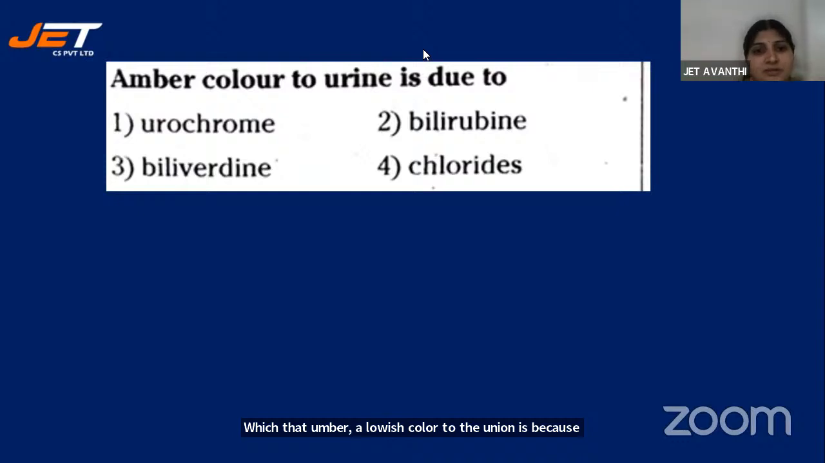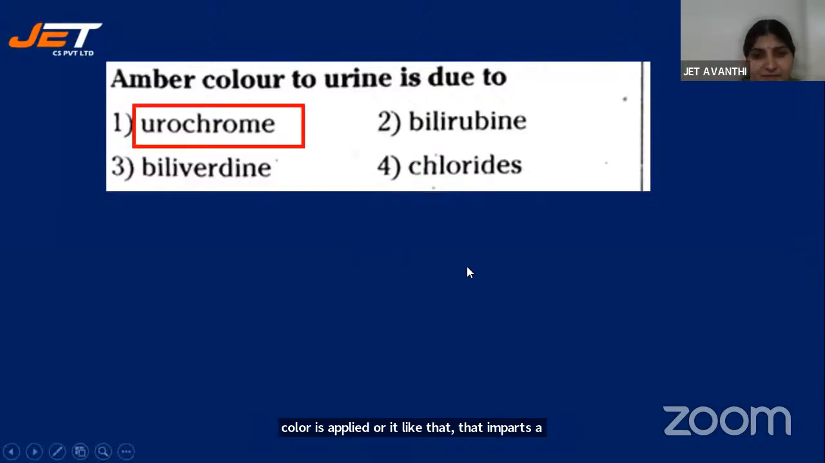Very good. It's not 2. Avinash has given the correct answer. It's not 4, dear. It is 1, urochrome. Because of urochrome, that yellowish color is imparted to the urine. It is urochrome, children. Urochrome is the answer.